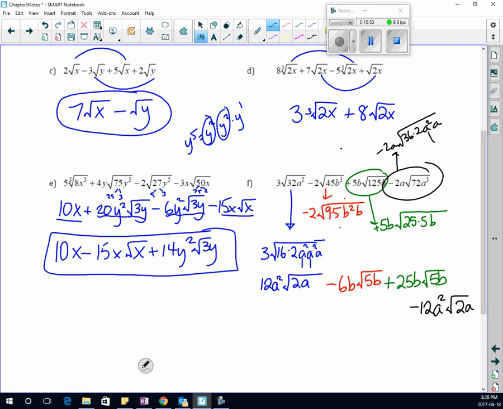So is there anything I can combine? Oh, look at that. The 12a squared and the minus 12a squared can cancel. And can I add these together? Oh, look at that. I can. So what's my final answer? What's 25 minus 6? That would be 19b root 5b.